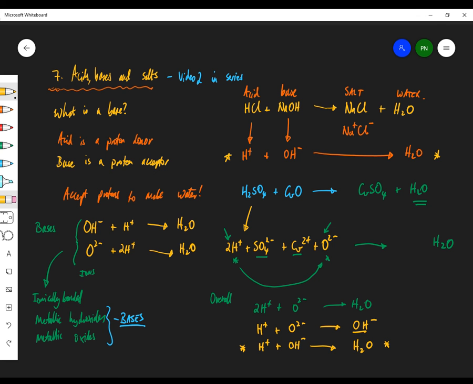Very basically, an acid is a proton donor and a base is a proton acceptor. What things accept protons? Metal hydroxides, because they have an OH minus ion, can accept a proton, and metal oxides have an O2 minus ion that can accept 2 protons. Here we have this equation down here. This is known as the ionic equation for neutralization. If you add any acid to any base, you'll always end up with this equation. If you get rid of all the spectator ions, you'll end up with that equation.